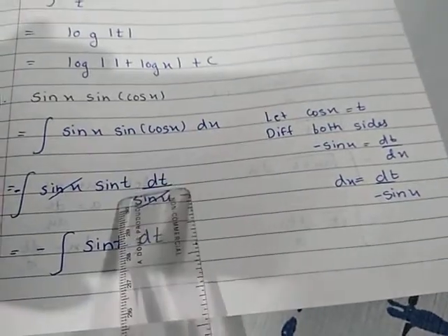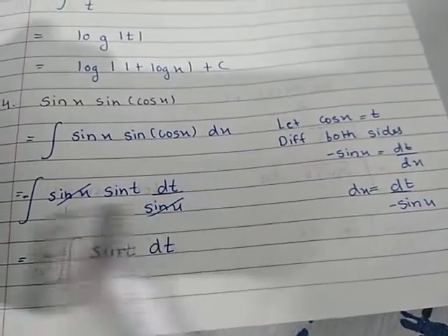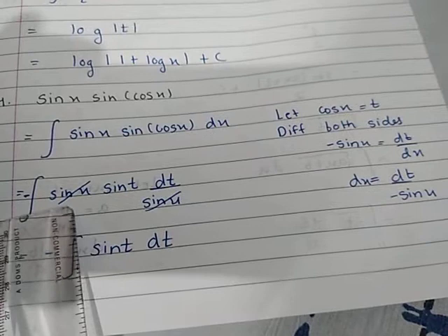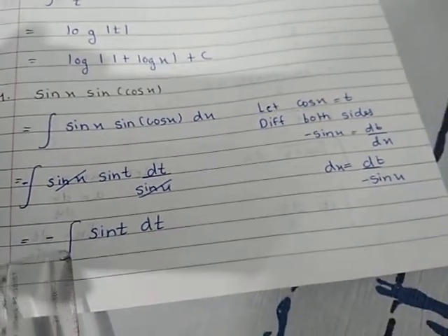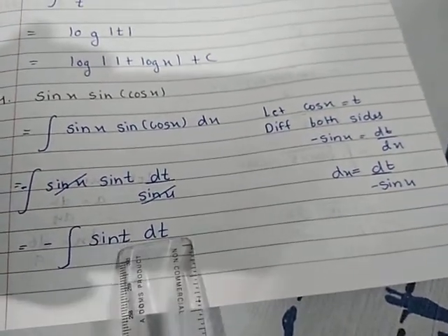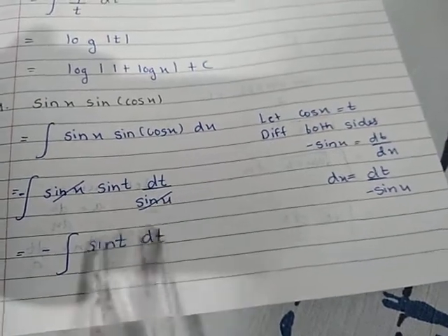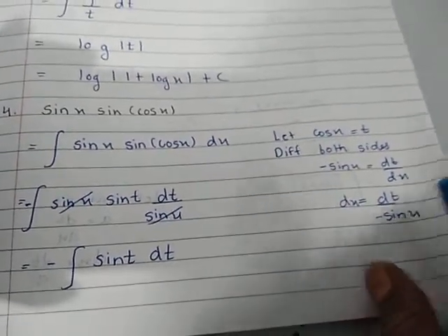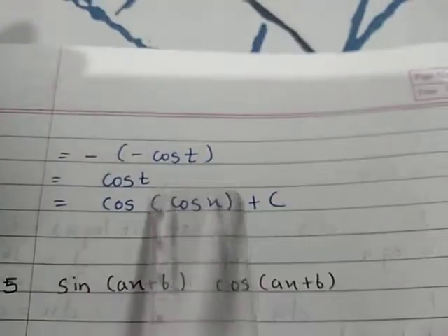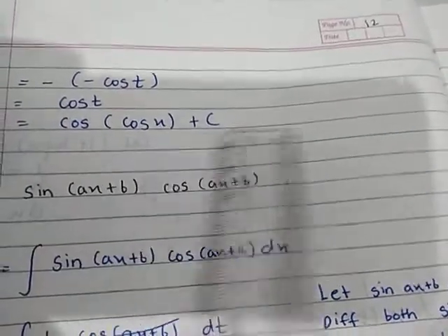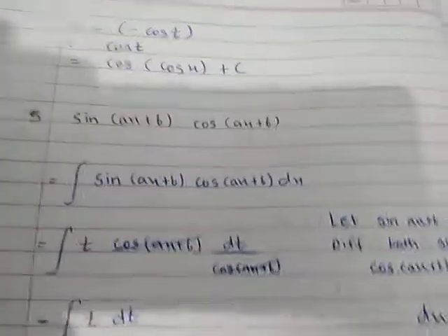Put the value, sine x as it is, sine of cos x is sine t, dt upon sine x, and minus will be outside. Therefore, minus of integration sin t dt. Integration of sin t is minus cos t. Therefore, minus of minus cos t plus c. In place of t, the value of t is going to be replaced, that is cos x. Cos of cos x plus c is the answer.